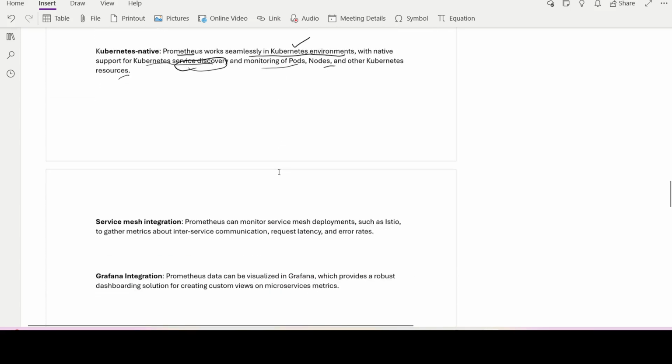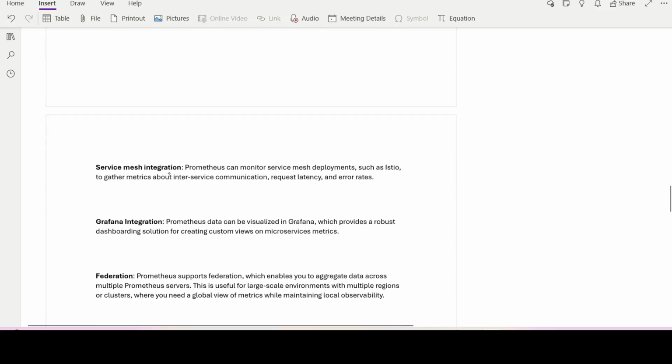Now, there are a couple of other things we will see, which is service mesh integration. As we discussed, service mesh is an infrastructure-level layer which provides a lot of non-functional requirements so that the developer can focus on the business requirements. Now, the service mesh integration can be done with Prometheus. Prometheus can monitor service mesh deployments like Istio. Istio is a service mesh provider. Prometheus can gather metrics on inter-service communication, request latency, and error rate. So like this, at the service mesh layer also, Prometheus can capture the details.